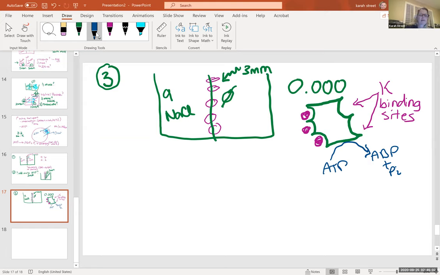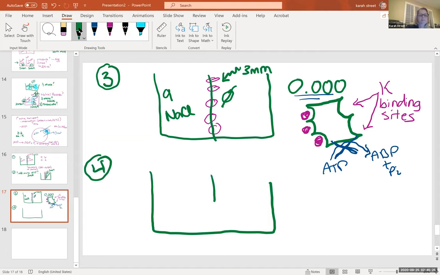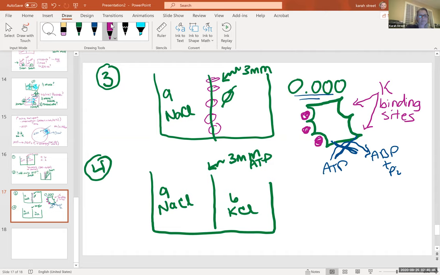So if we do not have the ATPase fully loaded, then this energy reaction is not going to happen. It would be a waste to the cell. And that is the reason why we had zero movement. Now, in the fourth experiment, this is where we had 3 millimolar ATP. We had our 9 sodium chloride on one side and our 6 potassium chloride on the other. We had our 3-to-2 ratio back. And now we had more carriers.